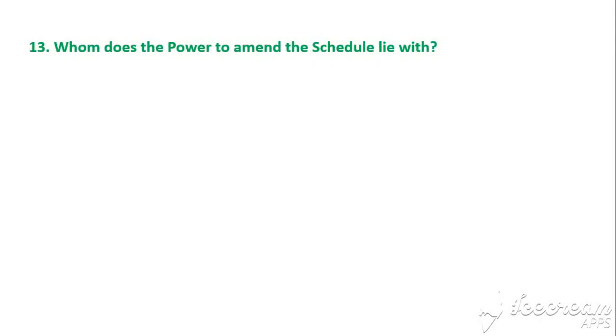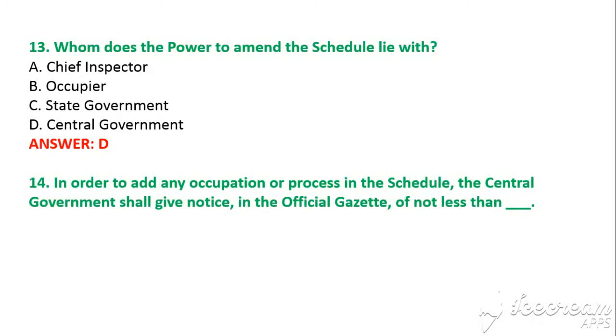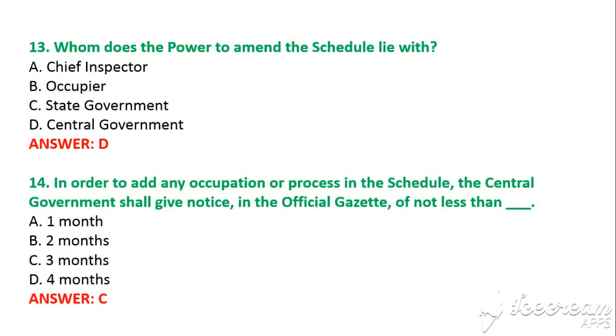Next question. Whom does the part to amend the schedule lie with? Chief Inspector, Occupier, State Government and Central Government. So here the power is vested with the central government to amend the schedule. So answer D is right. In order to add any occupation or process in the schedule, the central government shall give notice in the official gazette of not less than what? There are 4 options: 1 month, 2 months, 3 months and 4 months. Obviously 3 months is right. Answer C is right.